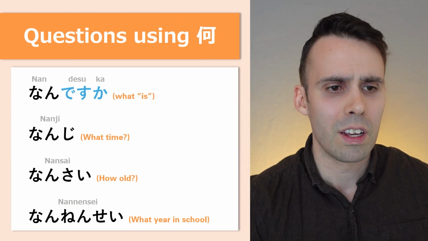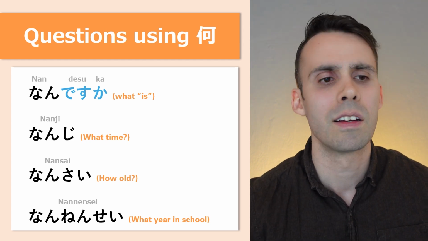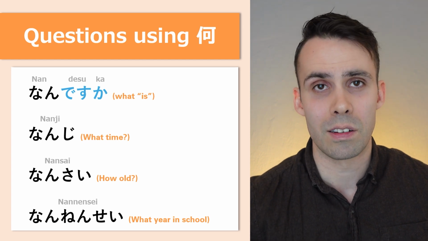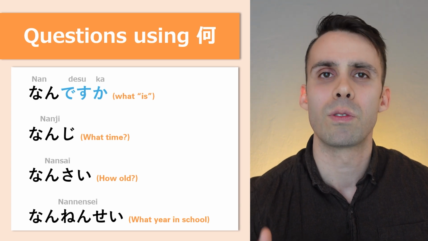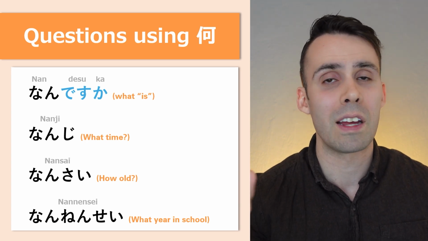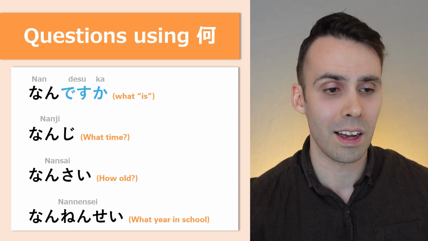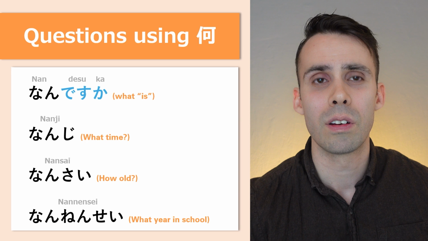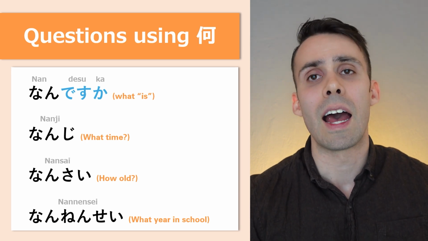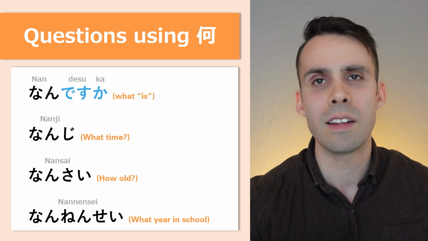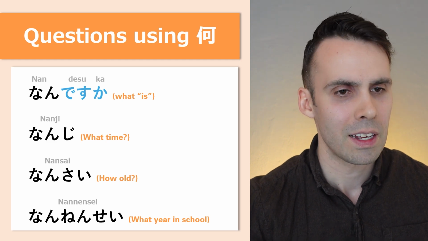So for example, if we want to combine it with what we've learned, desu ka, asking about like gakusei desu ka, we have to say nan desu ka. We don't say nani desu ka, so it's nan desu ka. And if you want to ask what time it is, we combine it with ji for time. So nanji desu ka. Or if you want to ask how old, we say nansai desu ka. And what year are you in school? Nan nensei desu ka? So if you are a first year student, you say ichi nensei desu, etc., etc.